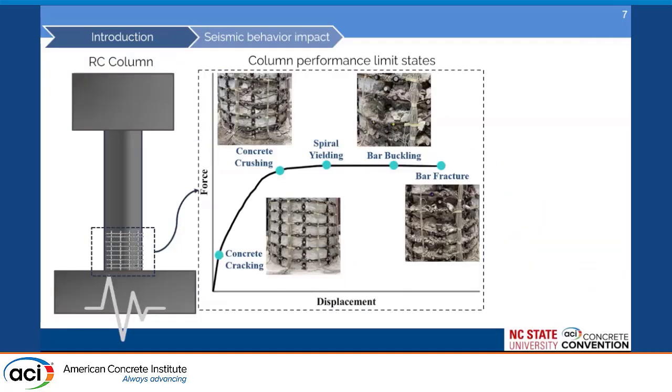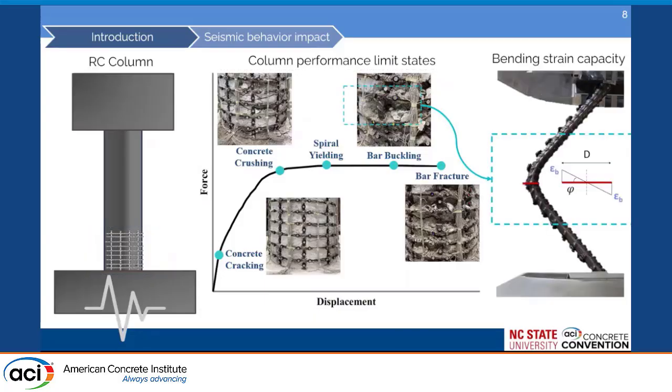So when we talk about the seismic behavior, the reinforcing steel plays an important role on the column performance limit state. The typical failure mode that we have for reinforced concrete columns is bar buckling followed by bar fracture. For the damage control limit state of bar buckling followed by bar fracture, the bending strength capacity of the reinforcing steel plays an important role. And I'm going to talk about some parameters that we have identified that play a role in this bending strength capacity.